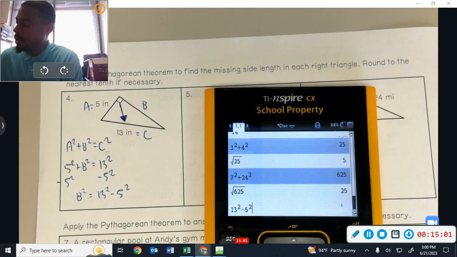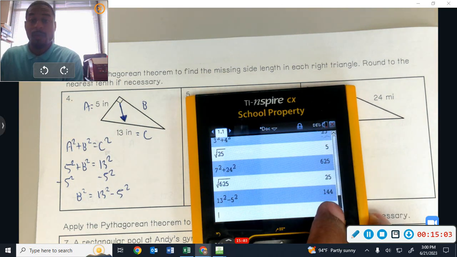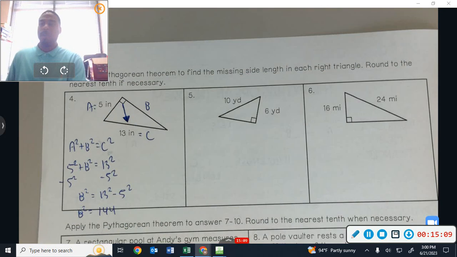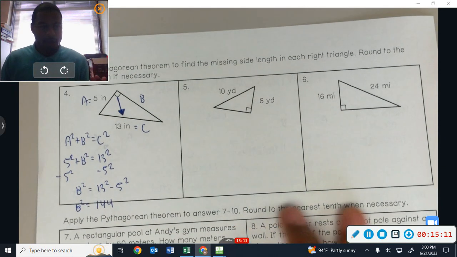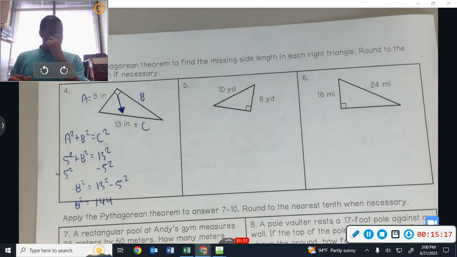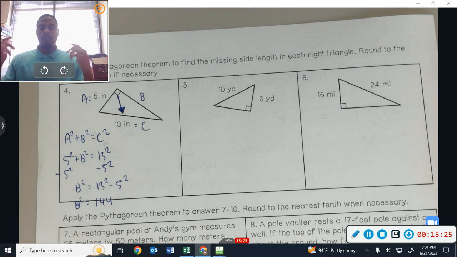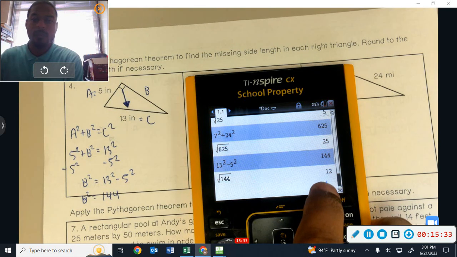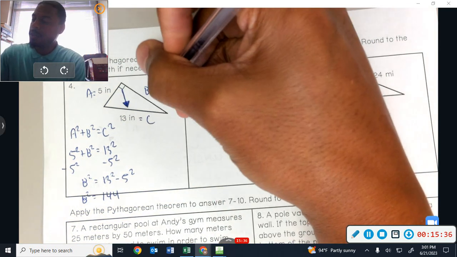13 squared minus 5 squared in the calculator is 144. So I know that B squared equals 144. That is the area. The area of that square is 144 inches, because that's our unit. Okay, but now what is its side? That's what we're trying to find. So what times itself is 144? Well, take the square root. Square root of 144, 12. That's our answer.